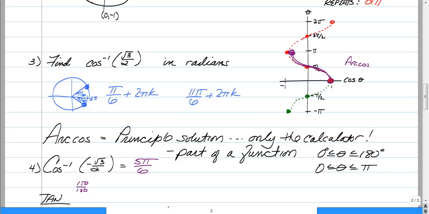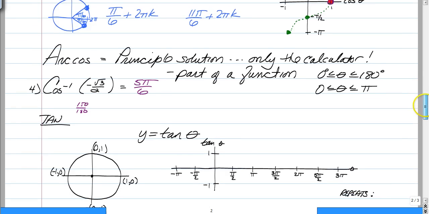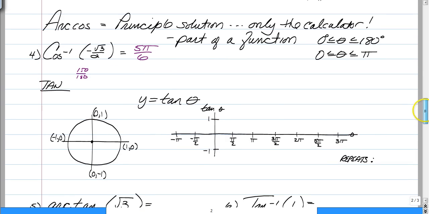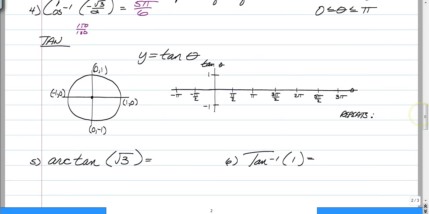Okay? So we're just about done here with the topics. I know this video is getting a little long, but that's because there's a lot of information to give you. Tangent. Remember, tangent is sine divided by cosine. So if you think about this graphically, at 0 degrees, tangent is 0 divided by 1, which is 0. But then, as it gets bigger, what happens when you get here? 1 divided by 0 is undefined.